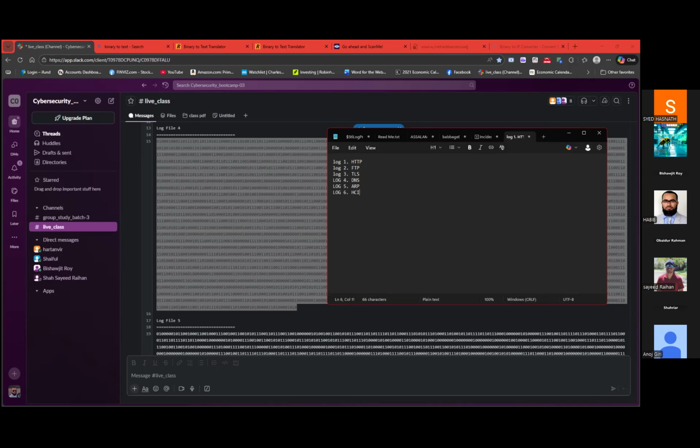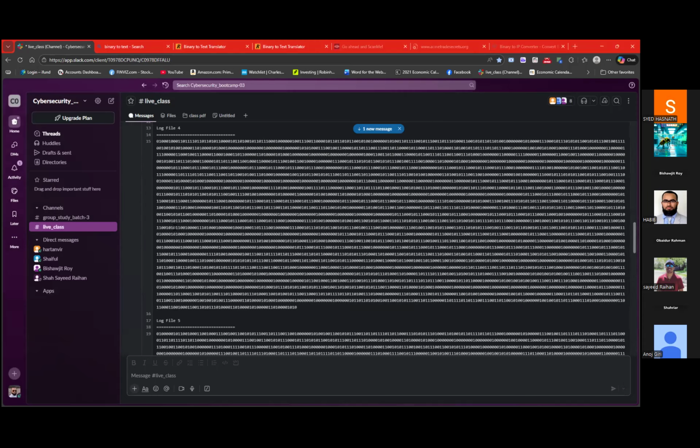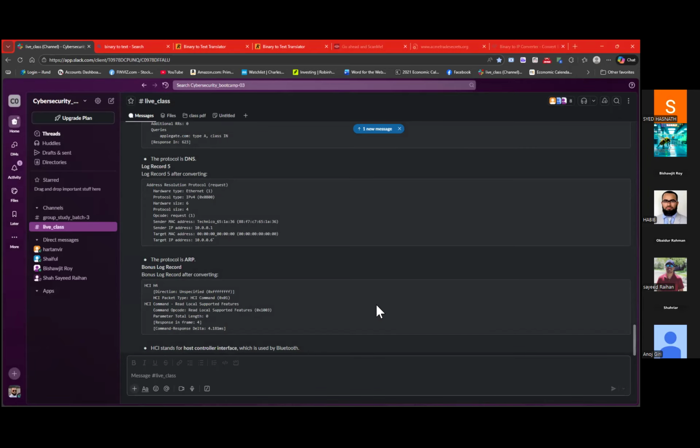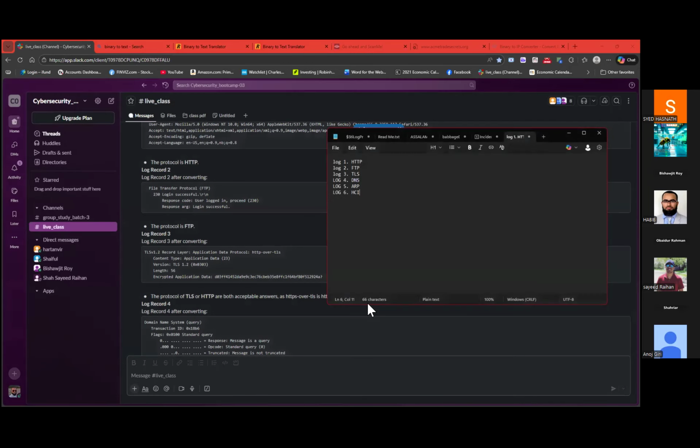Okay, HCI is a Bluetooth protocol. You use Bluetooth every day, but you don't know what this protocol is. We always know Google, but we don't know the IP address behind Google. This is the protocol hackers always hack, so this is important.